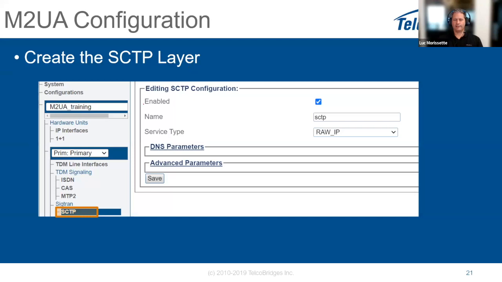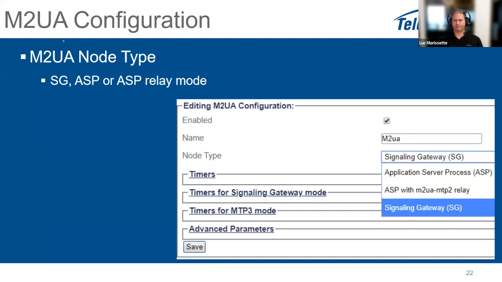Once you have your IP interface set up, you need to go in SCTP and just enable this SCTP configuration. You will use raw IP, and you can give it a name here. For the M2UA configuration, you just select the M2UA menu, and then you need to enable this, give it a name, so this can be just M2UA. And then the node type here, we have 3 modes we support, which are the ones I explained before: signaling gateway, application server process, or ASP with M2UA MTP2 relay.